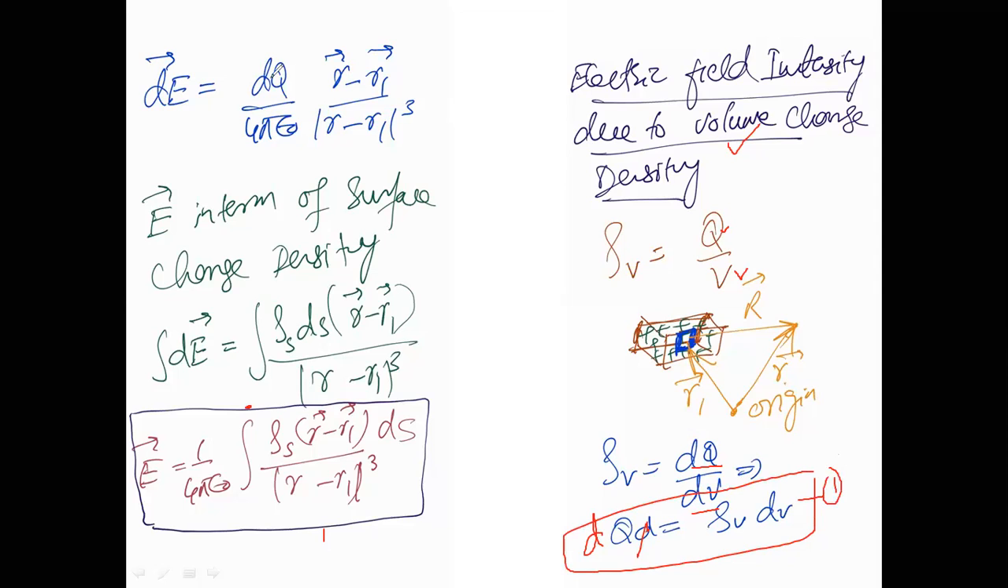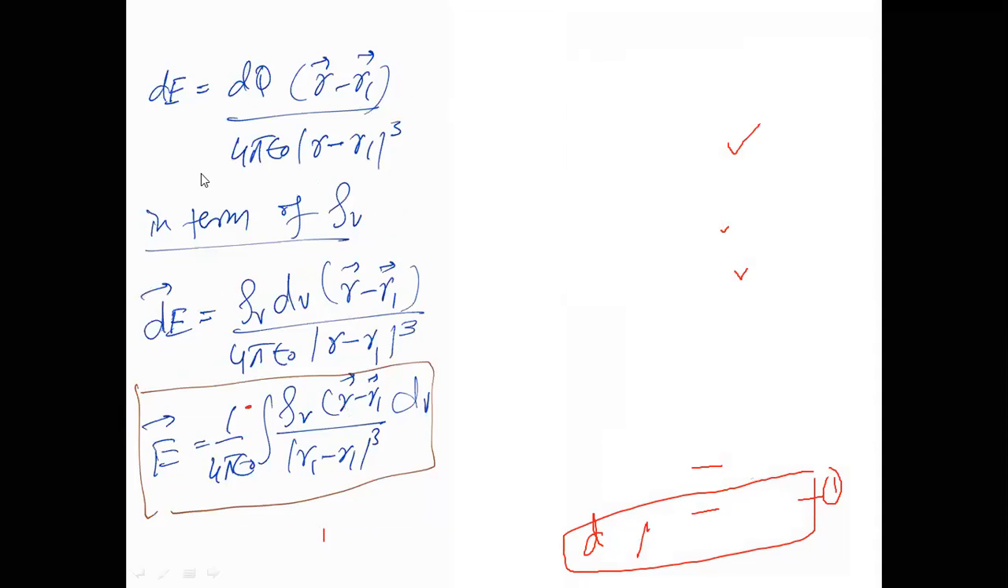Now what will be the value of E? dE is equal to dq, again that formula which I've already told you that we will use again and again. So dq times r minus r1 over r minus r1 absolute cube, and this is the value of k. This is the equation in terms of dq, so we need to find the dE in terms of volume charge density. So replacing dq by rho v dv from the previous slide, and r minus r1 divided by 4 pi epsilon naught, r minus r1 whole cube.